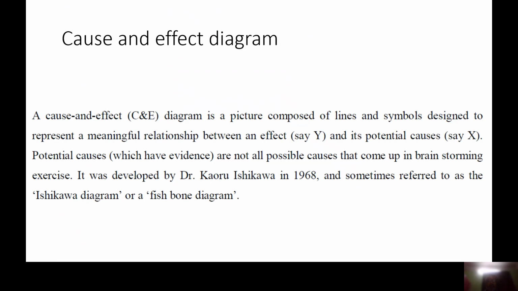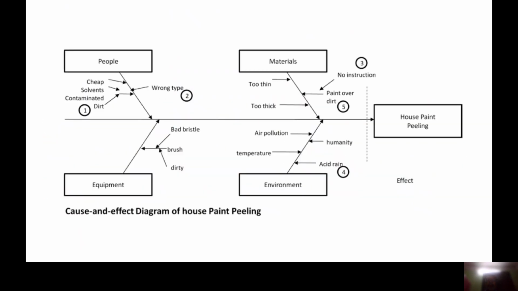So why is it called fishbone diagram? Here you see, all these arrow marks look like the bones of a fish. So that's why it's called fishbone diagram. Then it is called Ishikawa diagram, the reason being the person who developed this QC technique is called Ishikawa, a Japanese scientist. And then the other name is the cause and effect diagram.